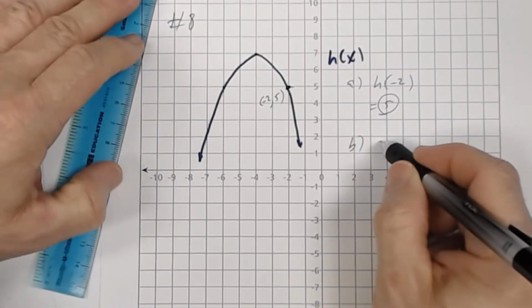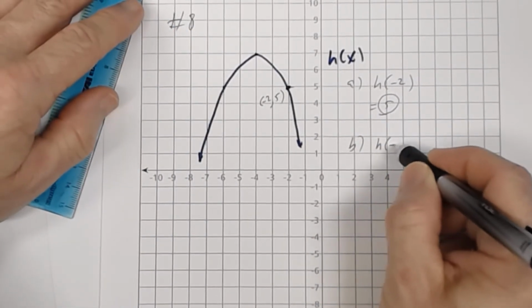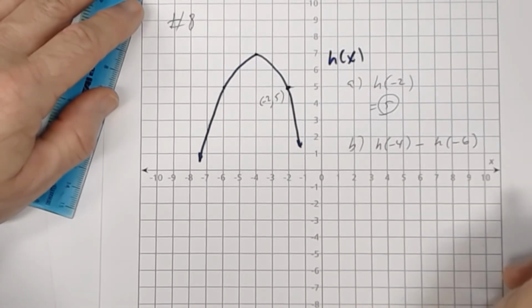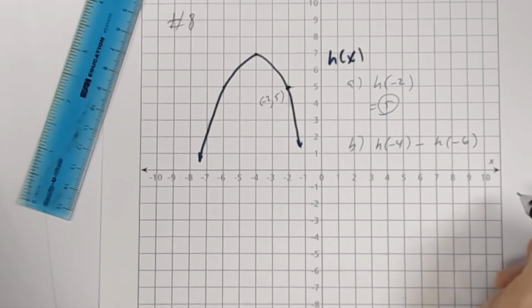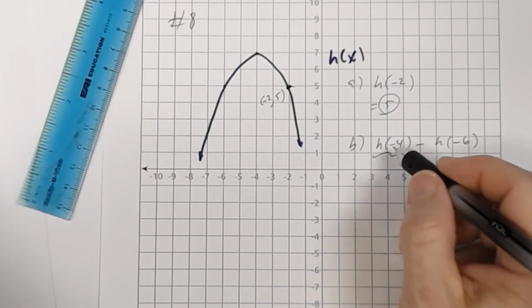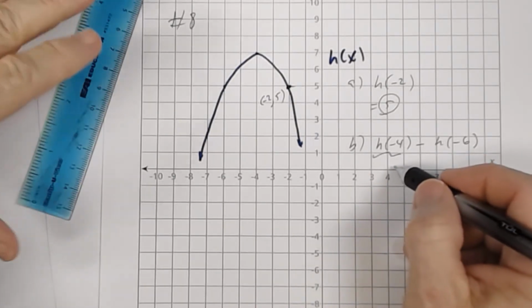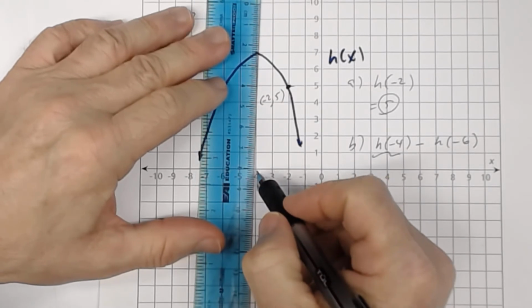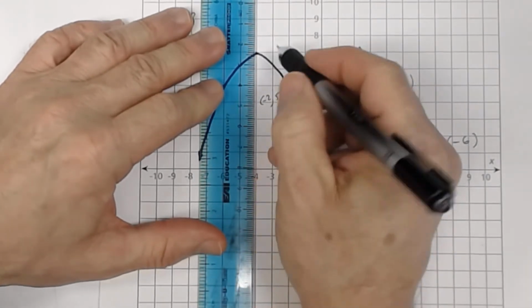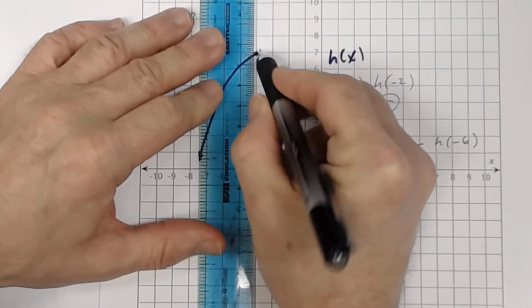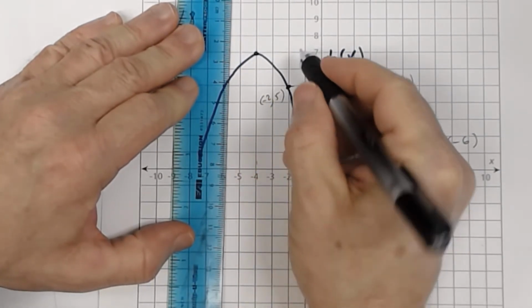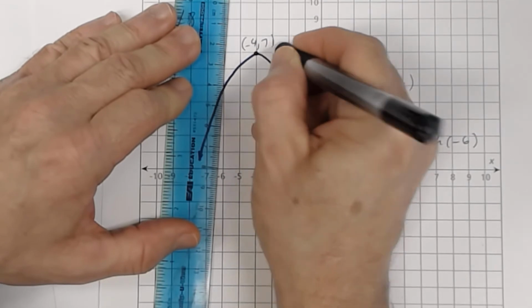Part B, what if I want to find h of negative 4 minus h of negative 6? H of negative 4 minus h of negative 6. Well, again, this means what's the y value when x is negative 4? Here's where x is negative 4. Use your ruler if you have to. The point that corresponds to that is right here. So when x is negative 4, my y value is 7. So this is the point negative 4, 7.